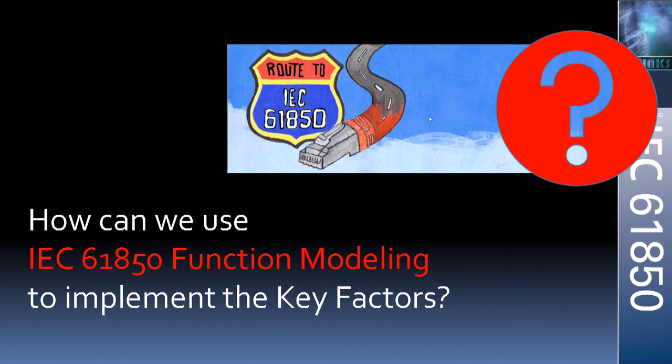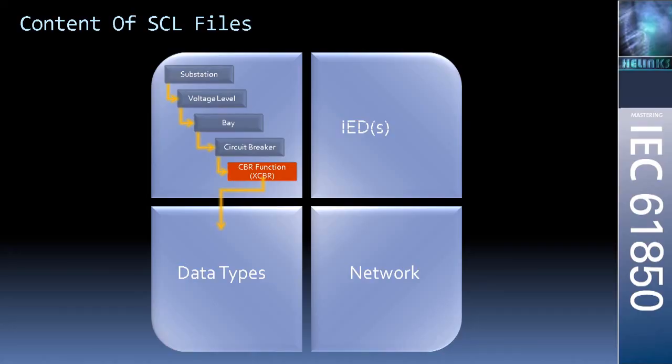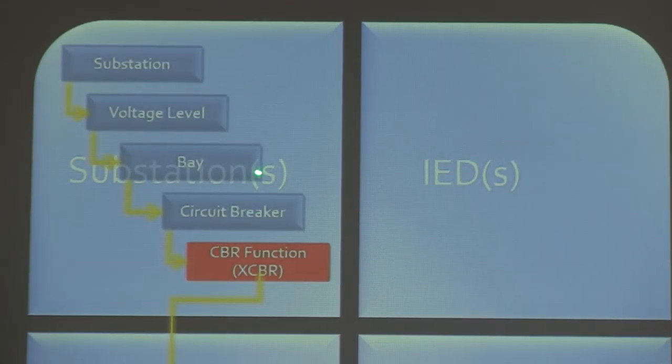We have seen the key success factors. What has this to do with 61850? Or how can we implement this functional modeling in 61850? Before we answer this question, let us have a look at the content of all the SCL files which are defined by the standard. All SCL files independently, if we talk about ICD, CID, SSD and so on, they have all a similar structure. They have a substation section, they have an IED section, they have data types, and they have information about the network.